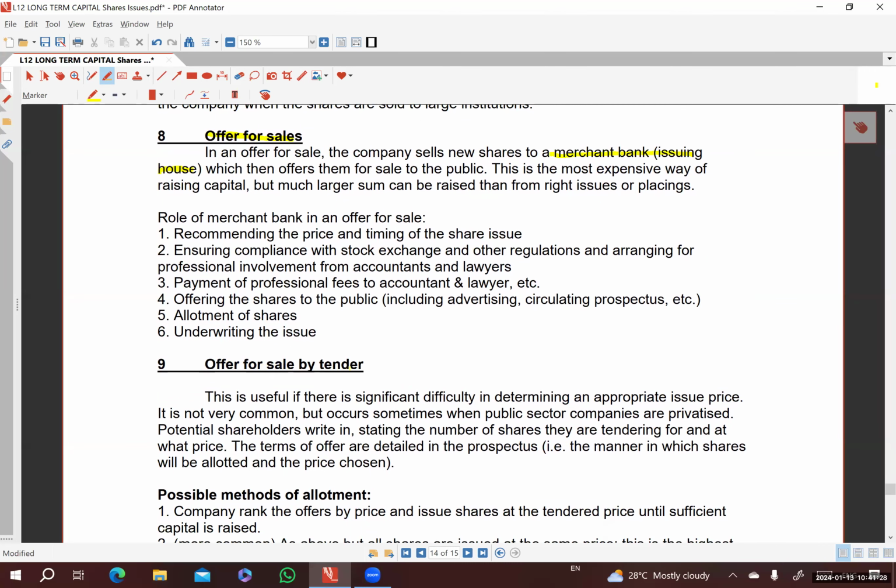Offer for tender. Okay. In offer for tender, the company does not fix an issue price. You invite the buyer to tender, just like you want to sell a product, you ask people to tender. So it's like an option. Whoever subscribes the share will offer a price. So those who offer a higher price will have a better chance to get the share.